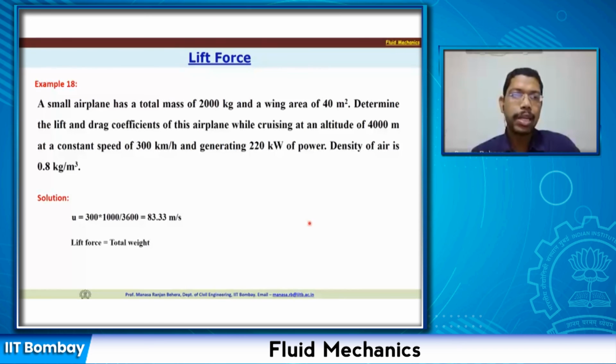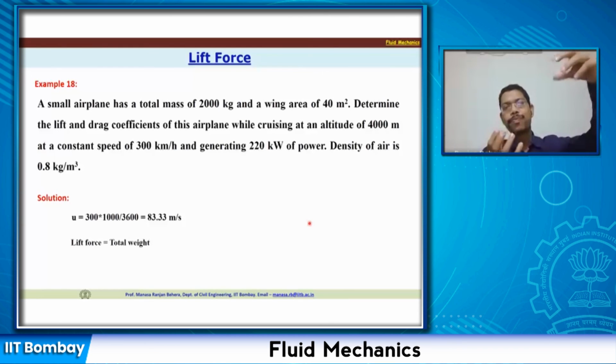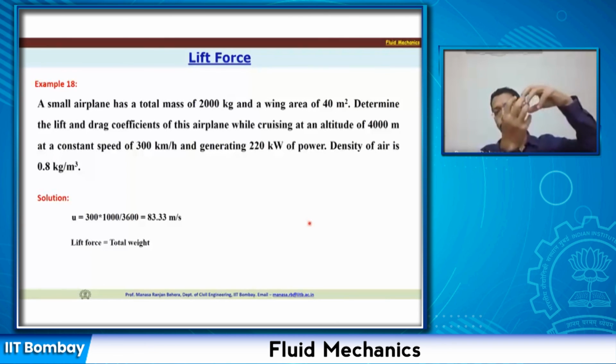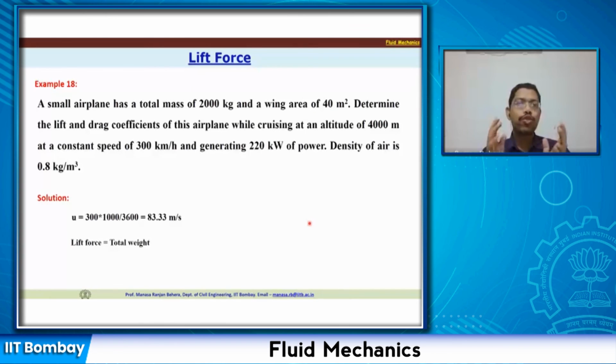Similarly, we now have the lift force. Lift force is going to lift the object and hold it at a certain position. When the object is held at a certain position, there are two forces acting: one is the weight of the object, and the other is the lift force which is holding it up. Both should be balanced or equal, then only is equilibrium maintained. So lift force is equal to the total weight. The weight of the body is nothing but the lift force that you generate.